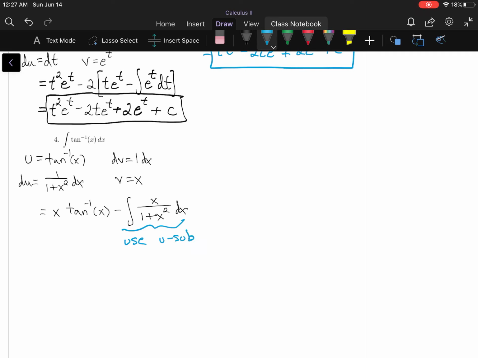And I recognize that because the denominator has a quadratic. The derivative of a quadratic is going to give me a line, which is what I have in the numerator. So I am going to let u equal 1 plus x squared, which means du equals 2x dx.